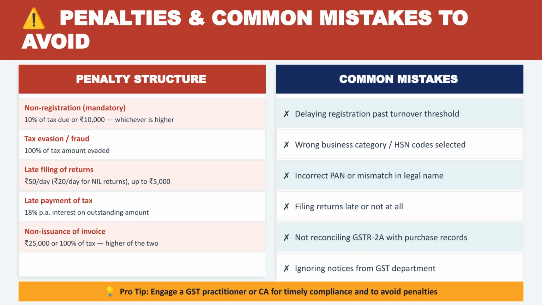It's important to be aware of penalties and common mistakes. Penalties range from fines for late filing to 100% of the tax evaded for fraud. Common mistakes include delaying registration, selecting wrong business codes, and incorrect PAN details. A good tip is to engage a GST practitioner for timely compliance.